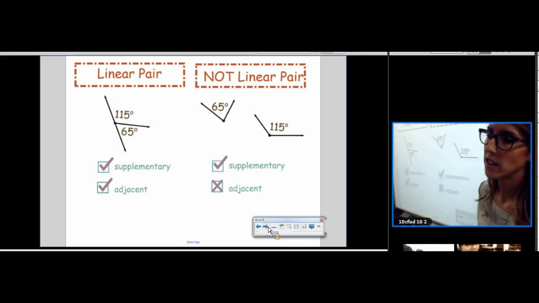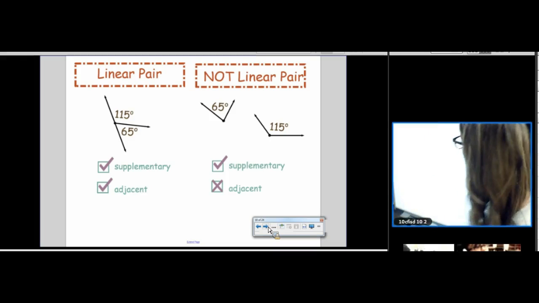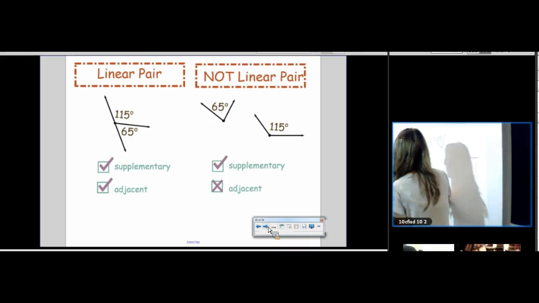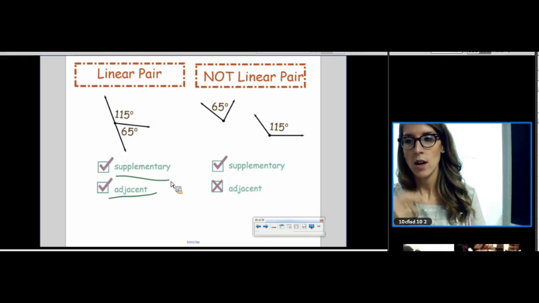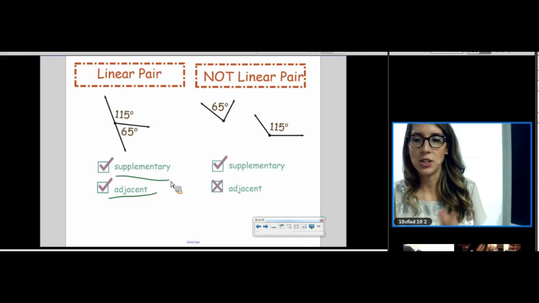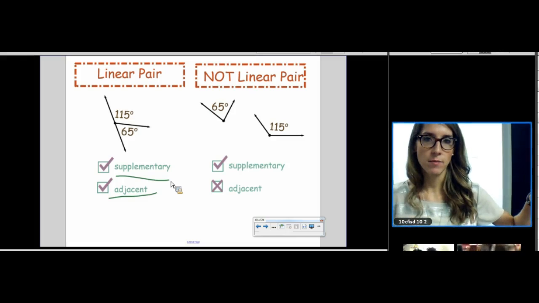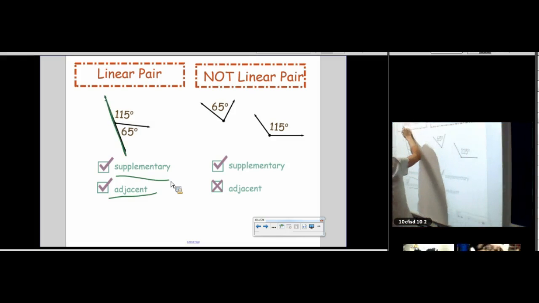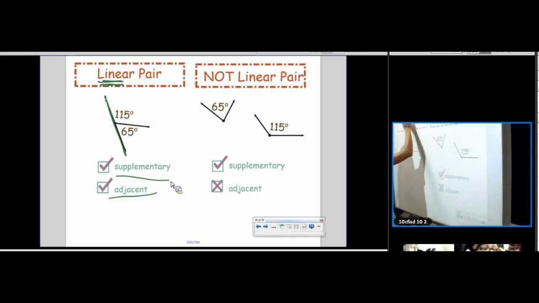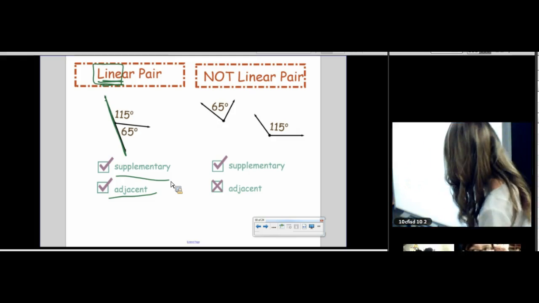I just want to make clear what a linear pair is and what a linear pair is not. Make sure a linear pair needs to be supplementary and adjacent. So two things you would need to look for. Those other ones are just supplementary, but they're not a linear pair because they're not adjacent. To be a true linear pair, they have to form a straight line. See the word line? The word line is in linear, so that's a clue that they need to form a straight line.